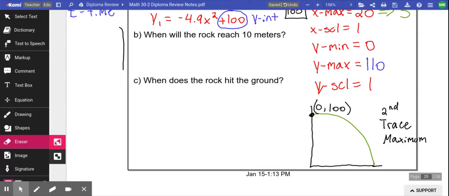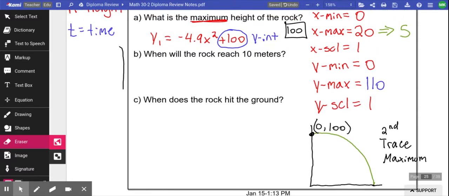To find the maximum height, which is part A, you had to find the vertex. To do that, you go second, trace, and then maximum. Then you go left of the maximum, hit enter, go right of the maximum, hit enter, and then you find it.